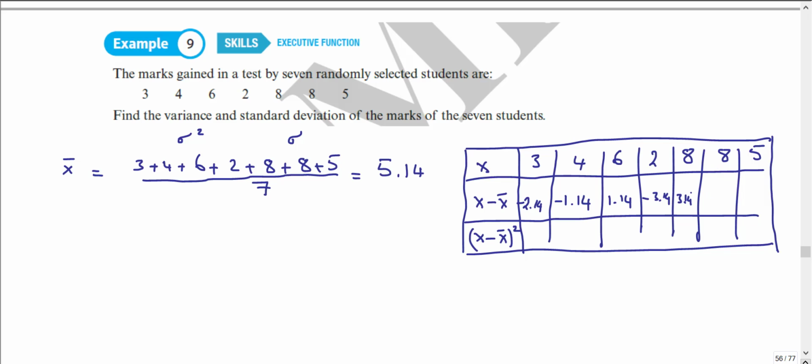Sir, by the way, you got one of them wrong. Which one? Wait, so 6 minus 5.14 is 0.86. Right, thank you. Let me correct it. 0.86. Very good. I think the rest will not be correct, so check the rest. Yeah, recalculate.